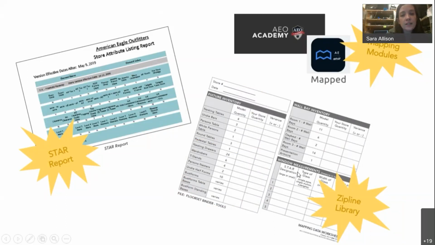And then on the right side, this is where we see an example of the mapping data worksheet. What this worksheet does is it tells you, okay, when we're mapping the lab store and taking the photos for all the floor set documents, here's the model quantity of all the things you'll see. So we have 4 nesting tables here, we have 3 undie bars, and you go through and say, okay, in my store, I only have 3 nesting tables, I only have 2 undie bars. So that really lets me know where I'm going to have to make adjustments every time I set a floor set. It's like your little reference guide for your store.